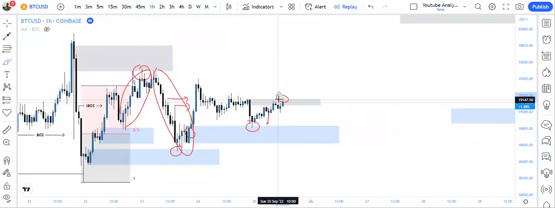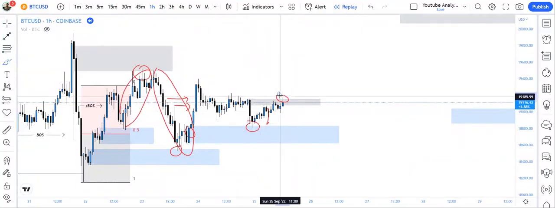In this case, this supply zone can be wicked above because that supply zone is being considered as liquidity. We get into much more detail in the Crypto Smart Money course and our Discord community as well. I don't want to get into much detail here because it's too long of a video to explain. But in this case, this supply zone was definitely valid for a grab of this liquidity.